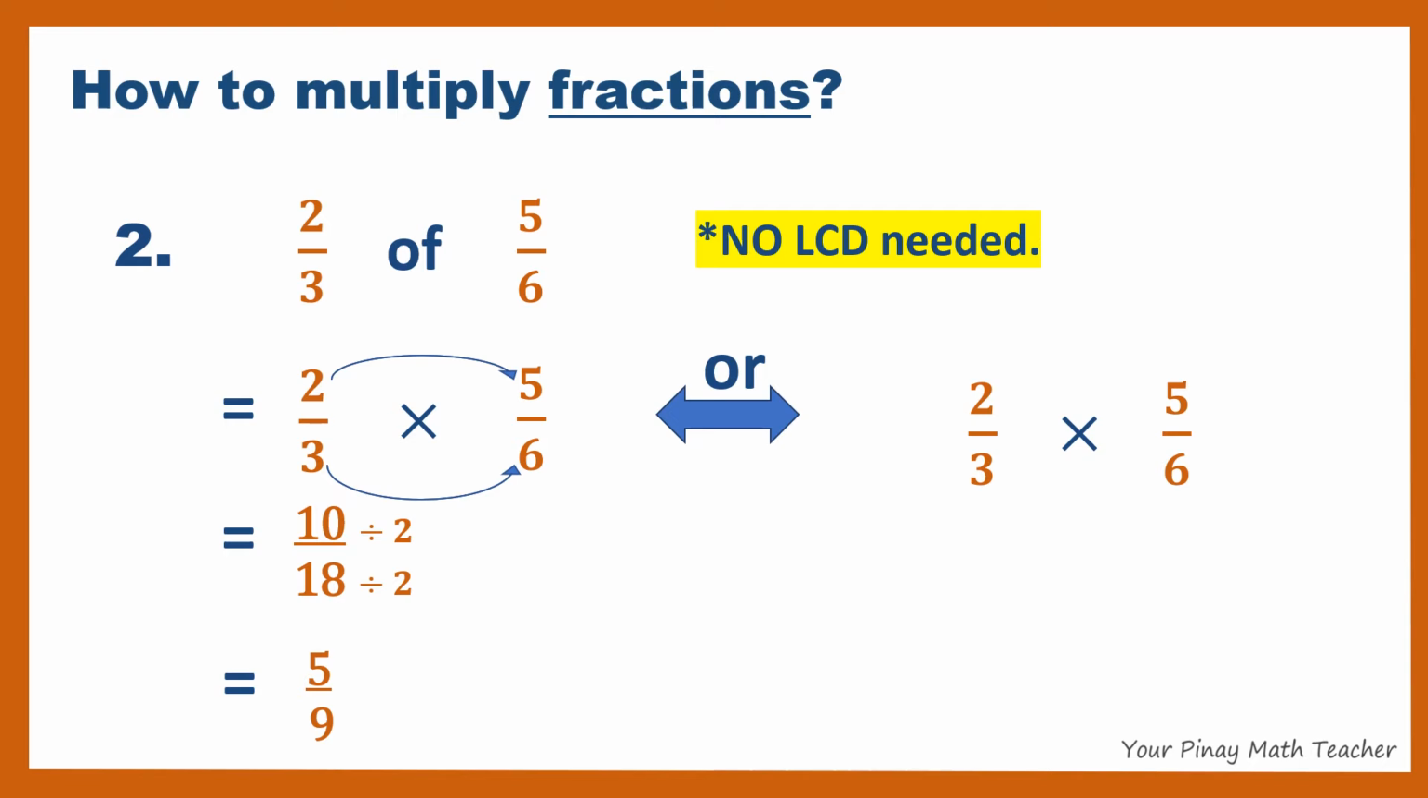So in this example, we can reduce 2 and 6 by 2. So we have 1. And then 6 divided by 2, we get 3. So multiplying 1 and 5, we get 5. And then 3 times 3, we get 9.